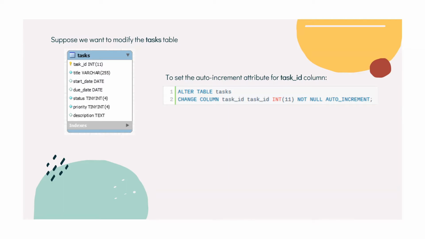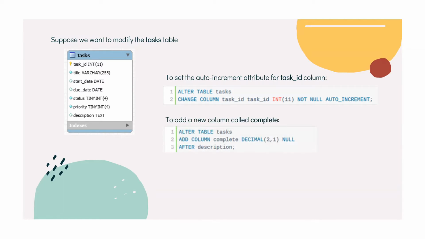Then if you want to add a new column called complete to record the percentage of completion for each task in the task table, we can use alter table to add a new column to the task table as follows. Alter table task, then add column, the name of the column, that is complete, then the data type decimal, then the length, and then we set it to null. We also need to specify the place where we want to add the complete column, that is after the description column. So we need to add after description.